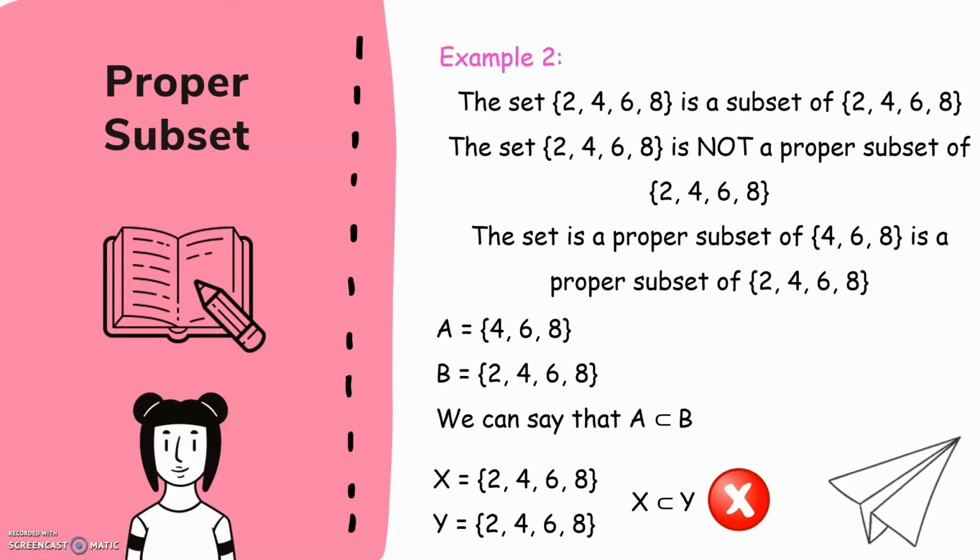Because as we described the proper subset, set A is a proper subset because all the elements of set A are members of set B, and at least one element of set B is not present in set A, which is the number 2. The element 2 is not present in set A. That is why A is a proper subset of B. That is correct.